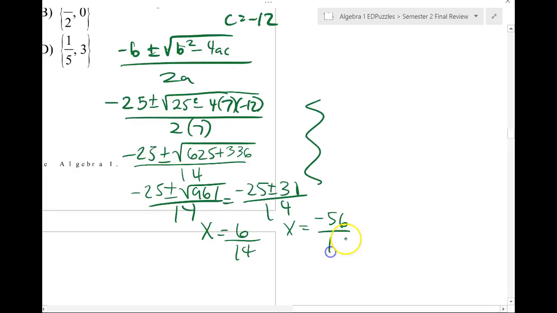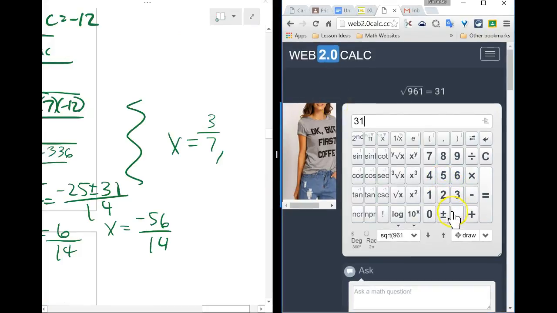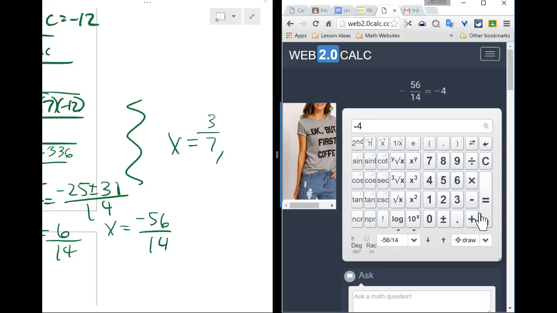Over 14. And then let's see if I can reduce these two numbers here. So first, 6 over 14, that's going to be x equals, I can divide 2 into both of those, so I get 3 over 7. And then for the second one, let's see, can I divide 56 into 14, or 14 into 56? Let's check it out. Negative 56 divided by 14 works out to negative 4. Okay, so now the other answer would be negative 4.